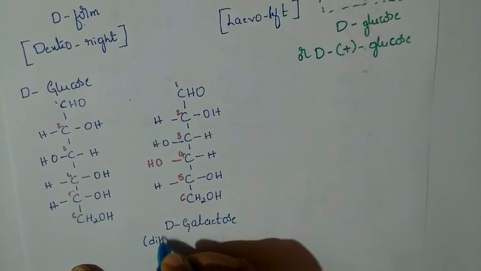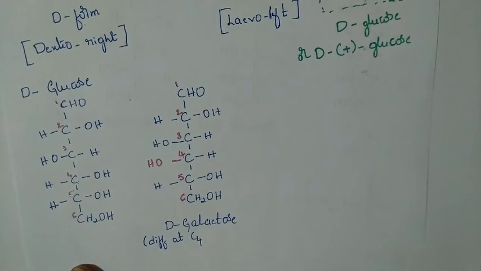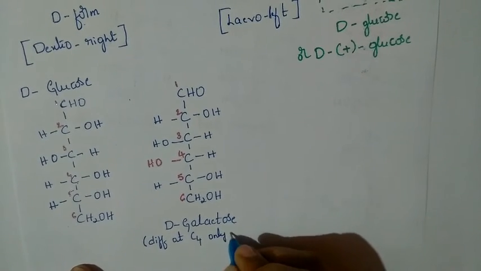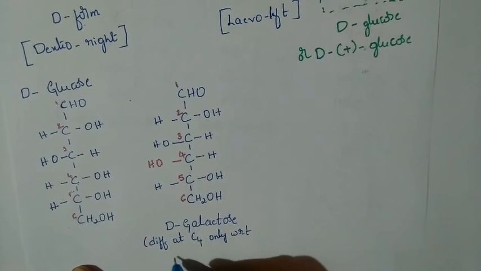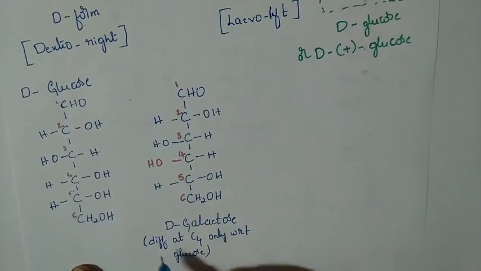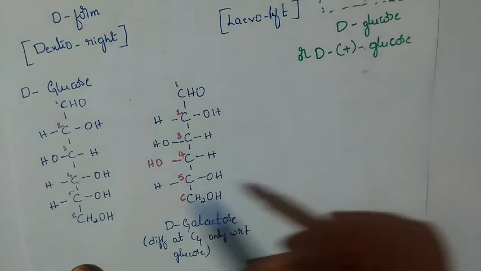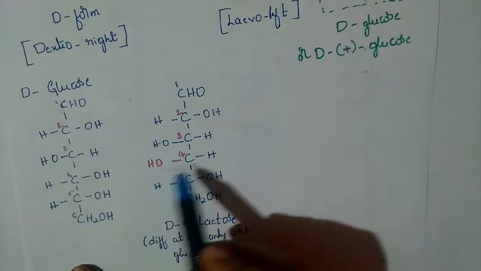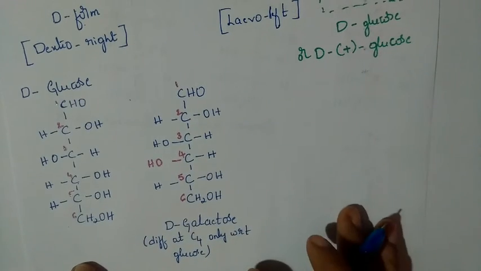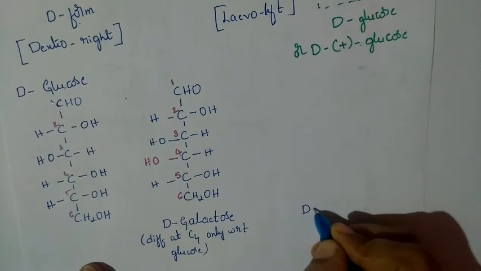So different at C4. Only at C4 it is different with respect to glucose. So galactose is different at C4 only with respect to glucose. When you compare with glucose, at C4 there is a change. Likewise, we also discuss D-mannose. It is also the same thing.